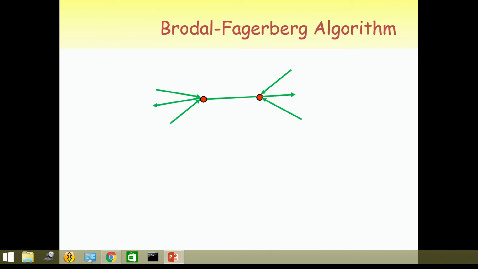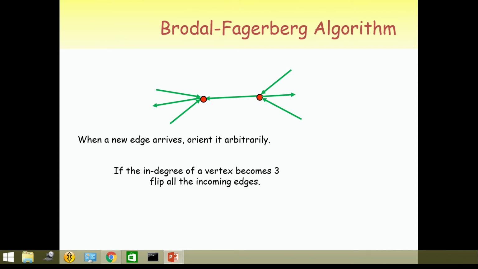So let me present the algorithm. It's an extremely simple algorithm and has a cute analysis. So let's say this is the situation. An edge arrives which connects these 2 vertices, and what they do is they say let's just orient it in any manner. And now I see if some vertex gets in-degree 3. I'm maintaining the fact that nobody has in-degree 3 or more. Now when you orient this edge, some vertex gets in-degree 3. So what you do is you flip all the incoming edges to it. So I flip all these 3 edges.